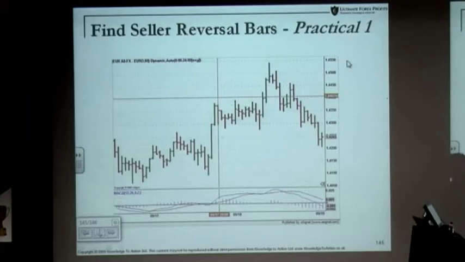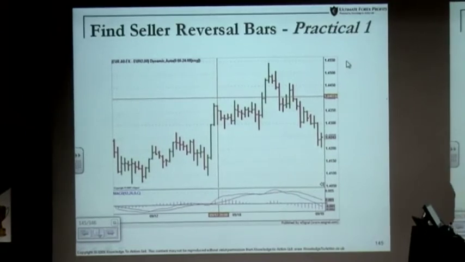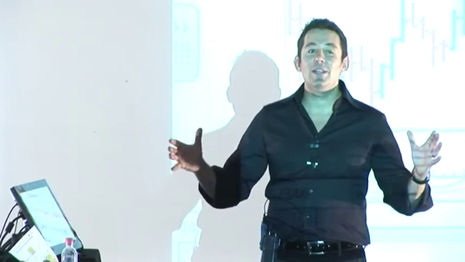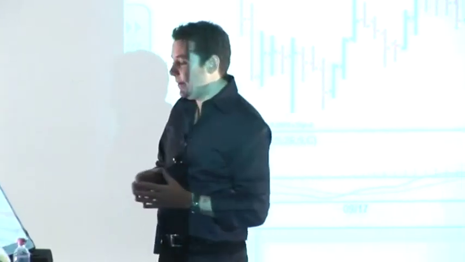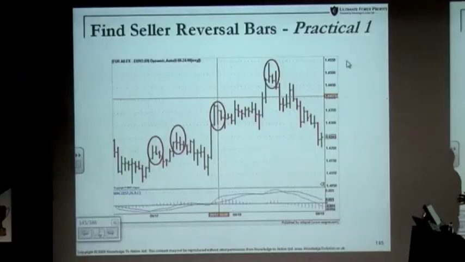Just on your own here, find the seller reversal bars. I want you to think, so you're learning some new language, find seller reversal bars. So you're looking for what kind of bars? What colour? What colour are you looking for? Yeah, we're looking for red bars, and they're following a bunch of green ones. So find some seller reversal bars.